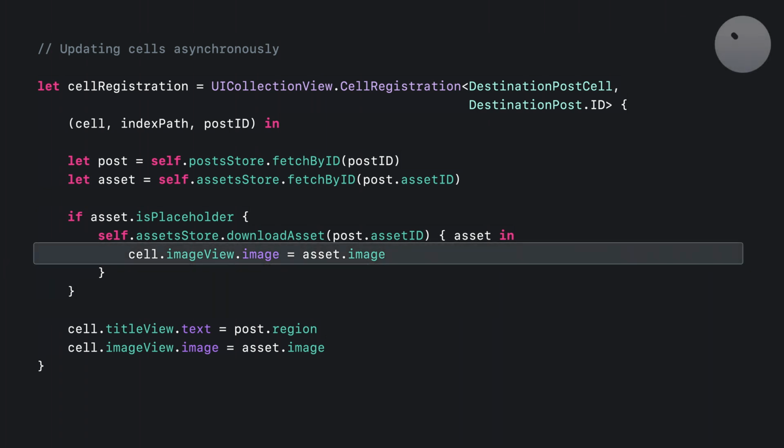Here, we take the existing cell object and set the asset on its image view. This is a mistake. Cells are reused for different destinations, and by the time the asset store loads the final asset, the cell object we have captured could be configured for a different post. Instead of updating the cell directly, we must inform the collection view's data source of the needed update.